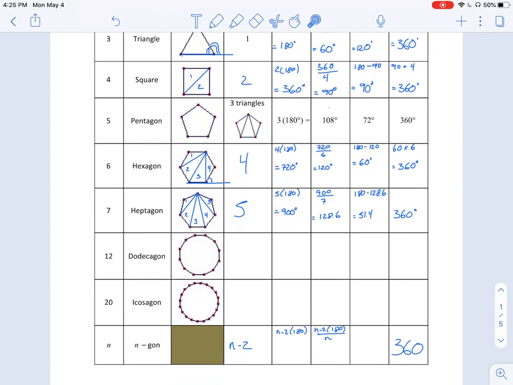How do we calculate the individual interior angle? Well, n minus 2 times 180, however many triangles we create times 180. Pardon me, that would be the sum of the interior angles. How do we find the individual angle? Well, the sum of the interior angles divided by the number of sides, right? And we saw that up here. The sum of the interior angles divided by the number of sides gives us the interior angle value. And then we have 360 degrees to be the sum of the exterior angles.